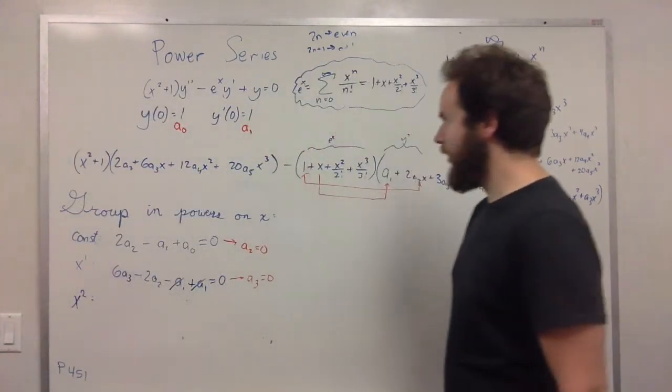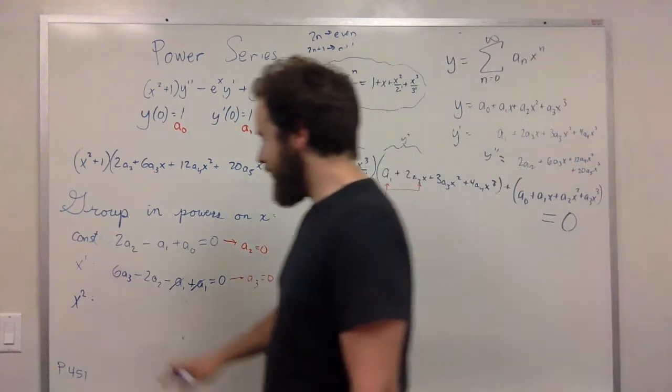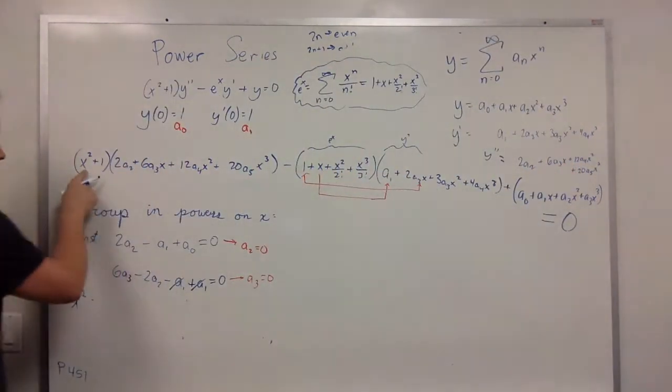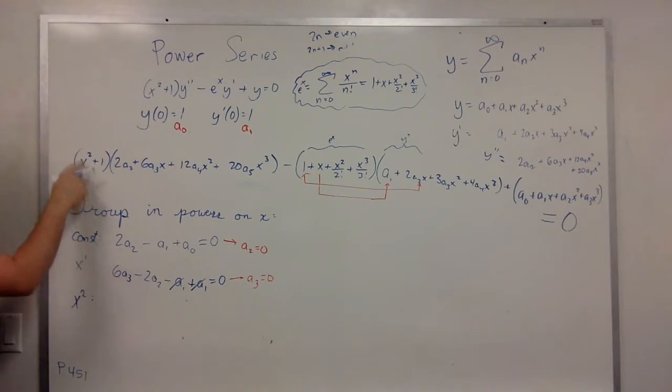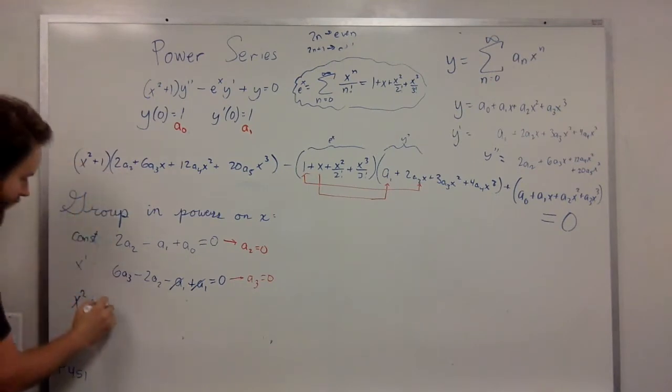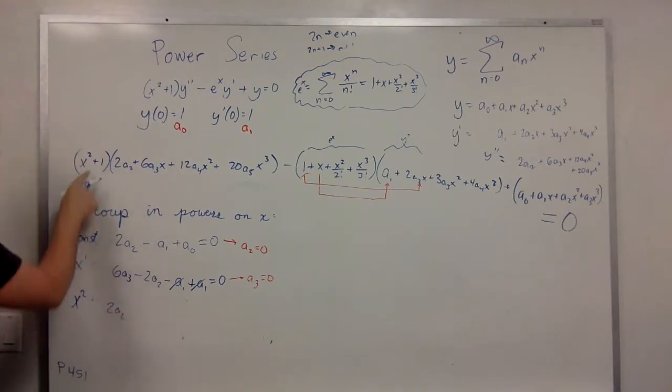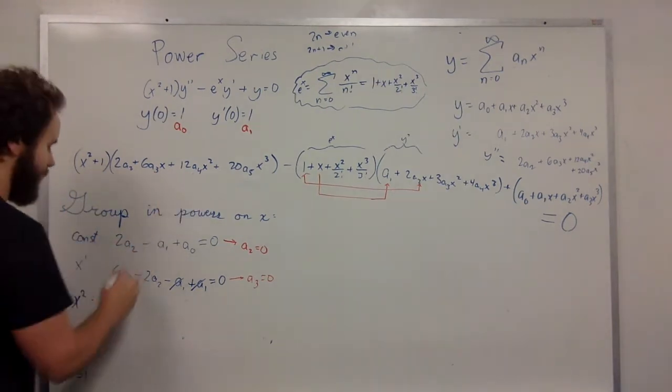So we're going to move on to the x squared terms. Great. Let's figure out how we get those. Now, because we're here at the x squared terms, this guy is now a player. We have an x squared times a 2a2, so we have 2a2. We're going to have a 1 times a 12a4.